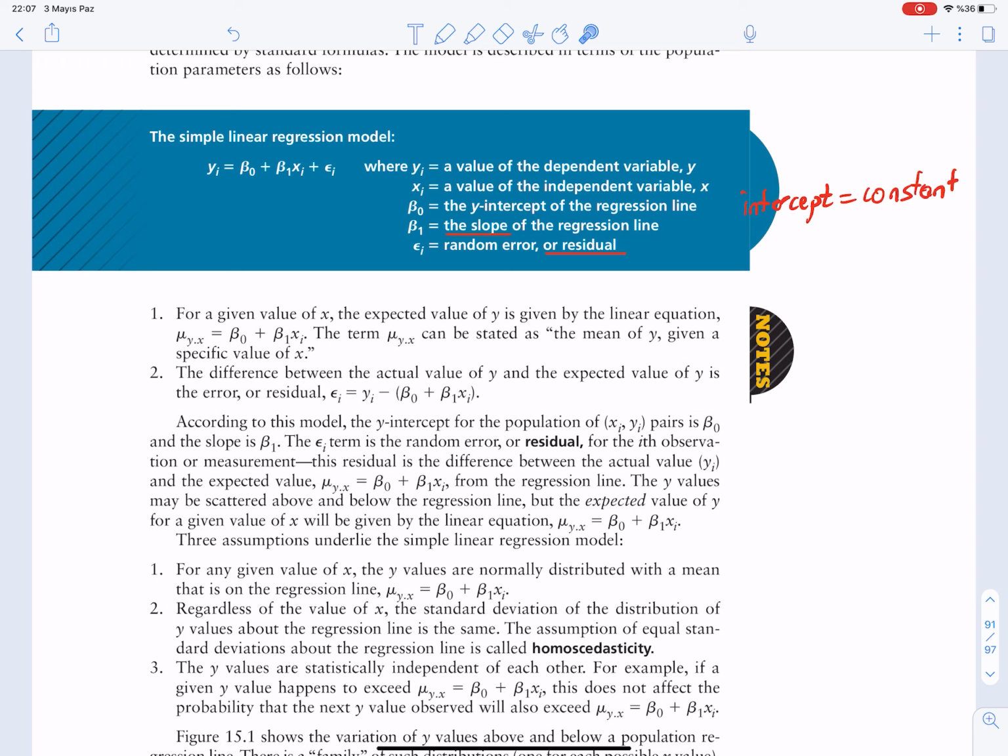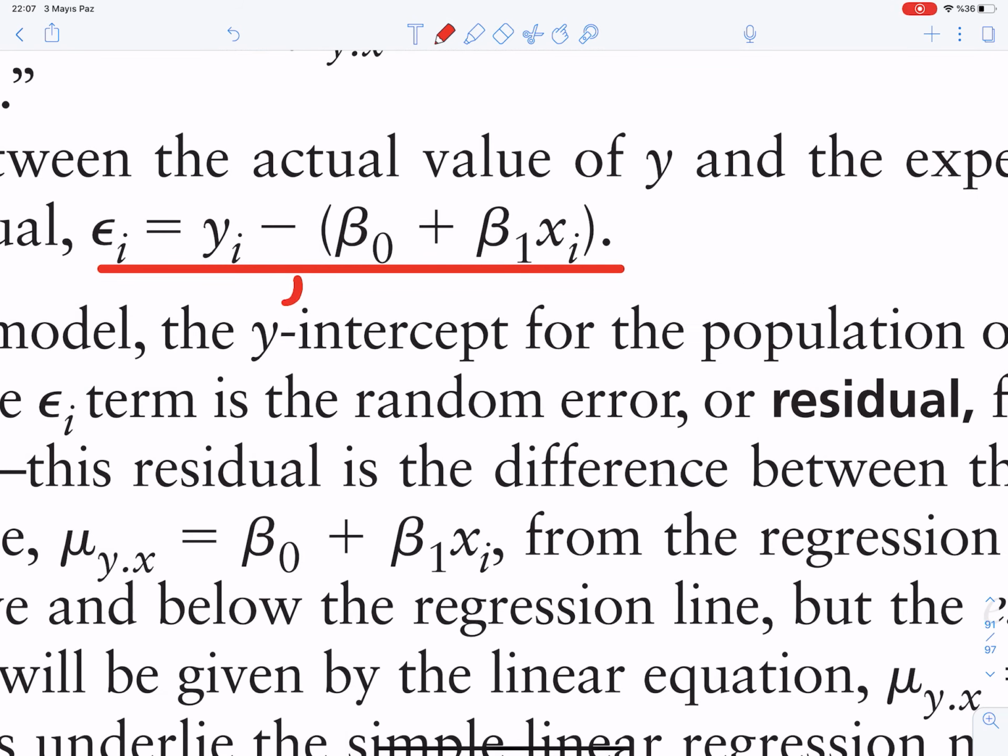That's good. The difference between the actual value of y and the expected value of y is the error, but not the residual, because the residual is the difference between the actual value and the estimated value. So I'm going to fix this for you. This is the error. That's the error.